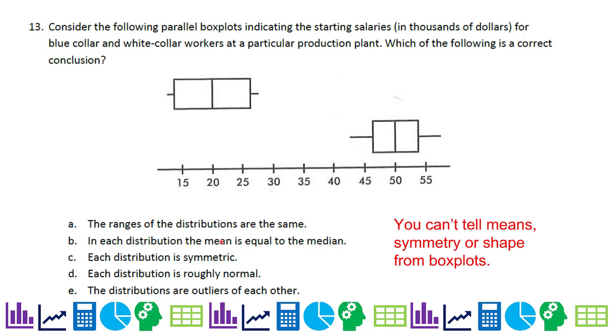So B, I don't know. You can't tell symmetry, and you can't tell shape from box plots. So B, C, and D are out. And distributions are not outliers of each other. And therefore, we're left with choice A, which is that the ranges are the same, and they do look the same. So the answer is choice A.